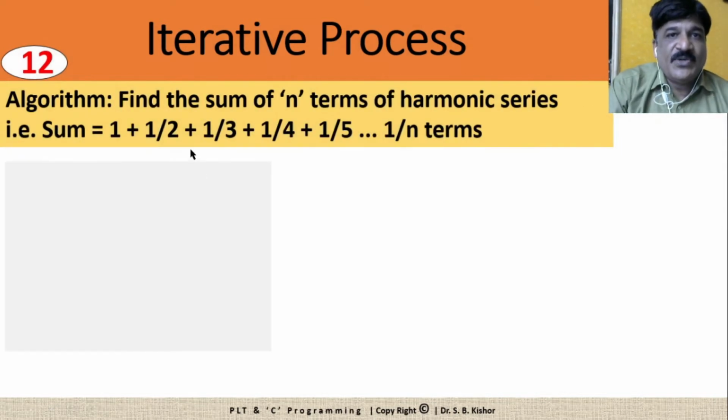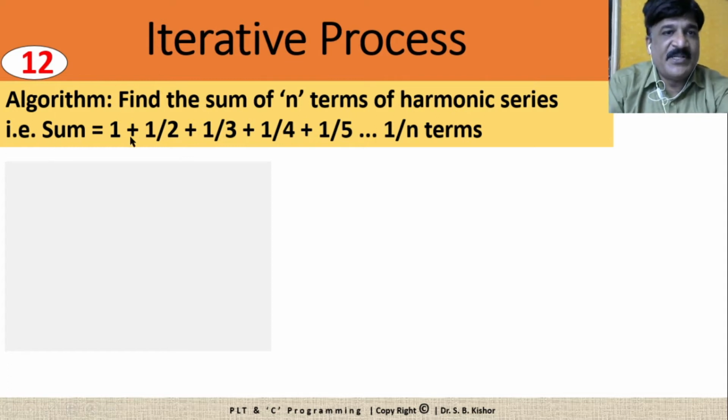Now assume you want to find out the sum of the first n terms of the harmonic series. So sum is equal to 1 plus 1 divided by 2 plus 1 divided by 3 and so on. The first value is a constant, while the other value is changing. 1 divided by 1 is nothing but 1 itself. So 1 divided by 1, then 1 divided by 2 and so on.